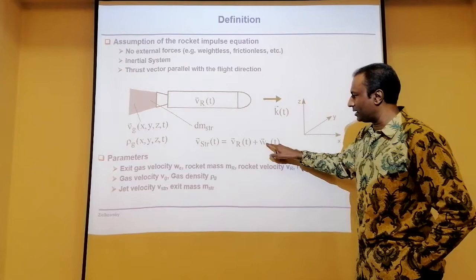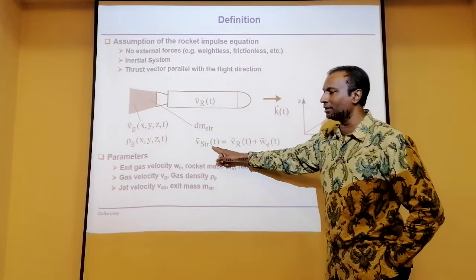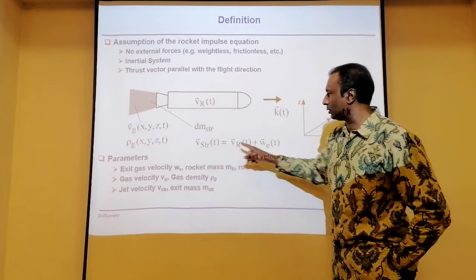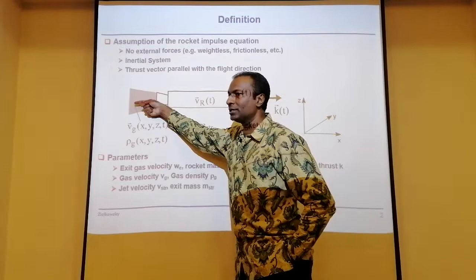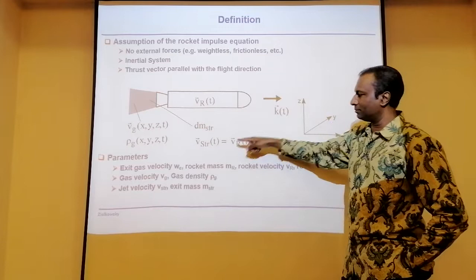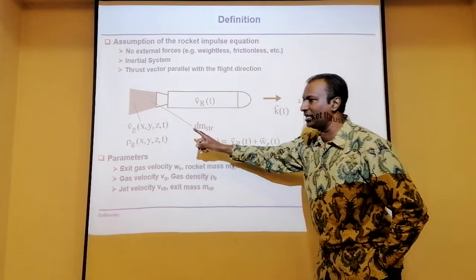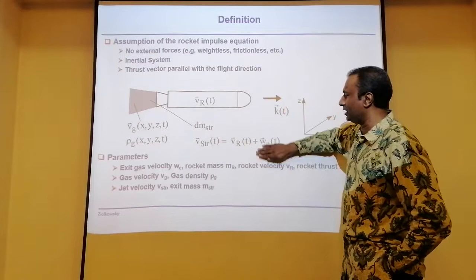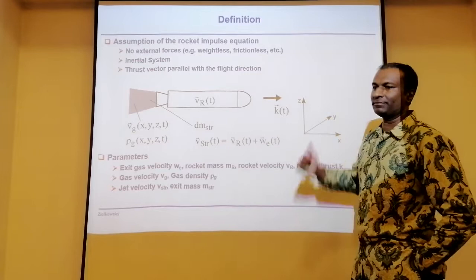When this component, which is exit velocity, goes to your left side, it should be negative, right? But the actual vector for the exit velocity is in this direction. So it is inverse of the flight direction. So minus V minus W will become actually V plus W. So it's a positive component that gives you a positive flight towards the flight direction. Simple analogy. You must understand what it was.